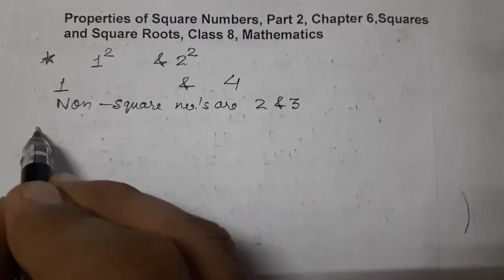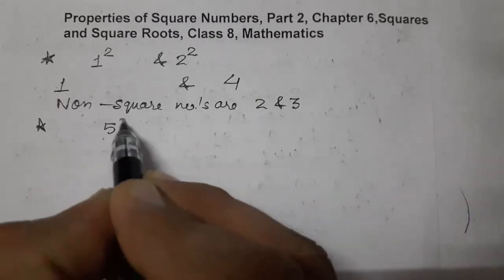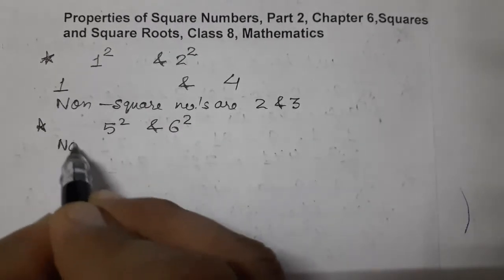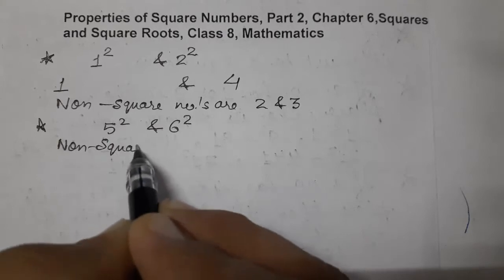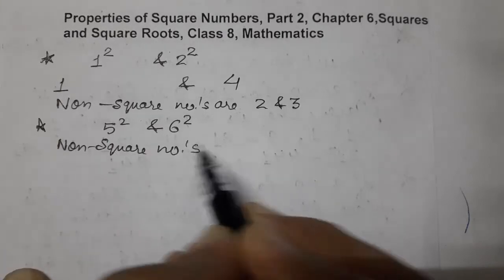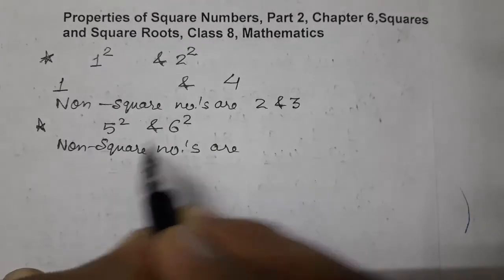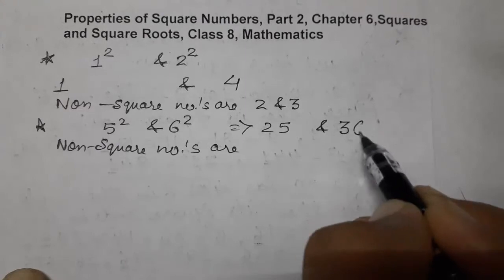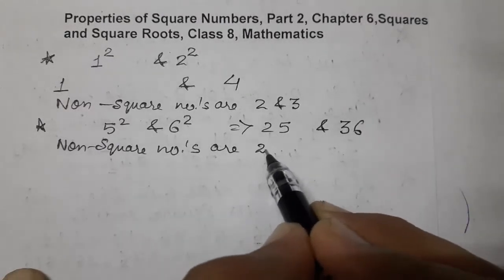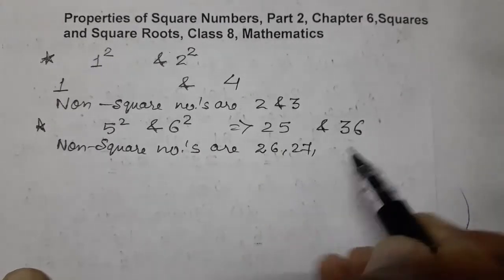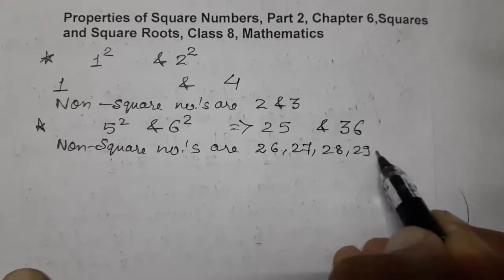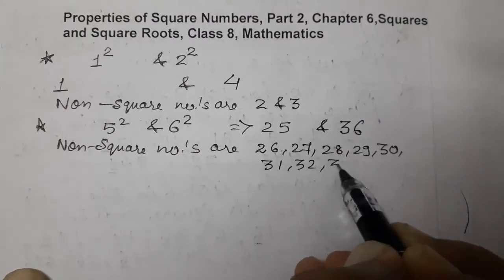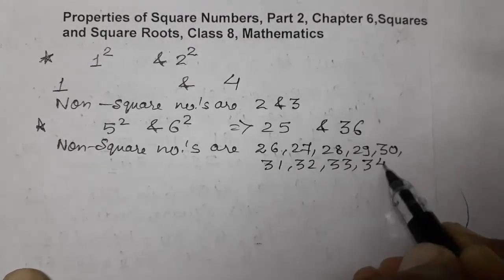Now let us take one more example. 5 square and 6 square. How many non-square numbers are there? Let's find out for this also. 5 square we know it is 25 and 6 square we know it is 36. Now how many non-square numbers are there? 26, 27, 28, 29, 30, 31, 32, 33, 34, and last is 35.